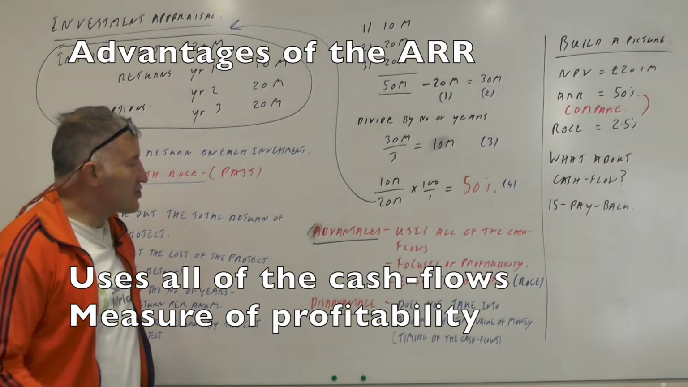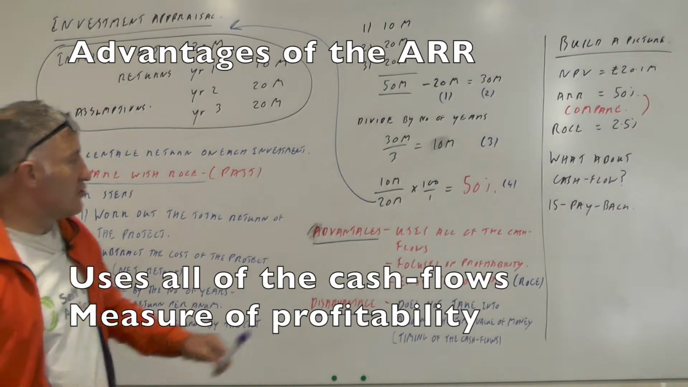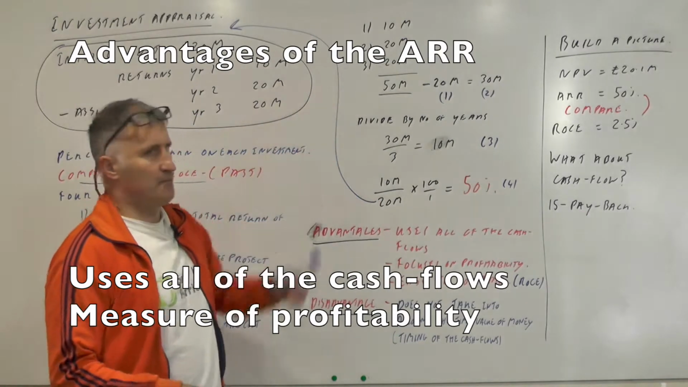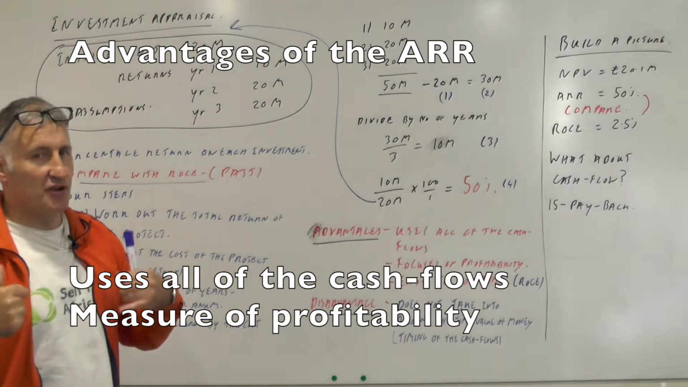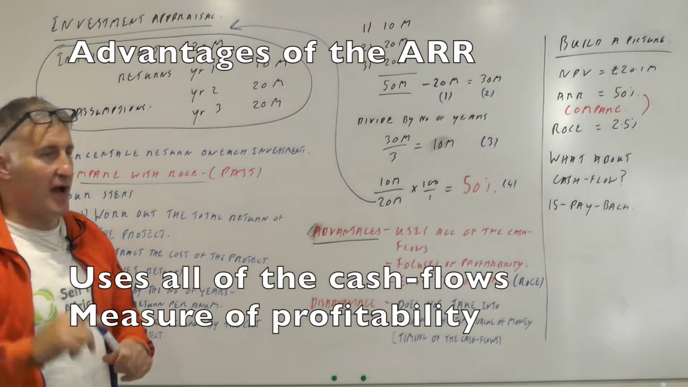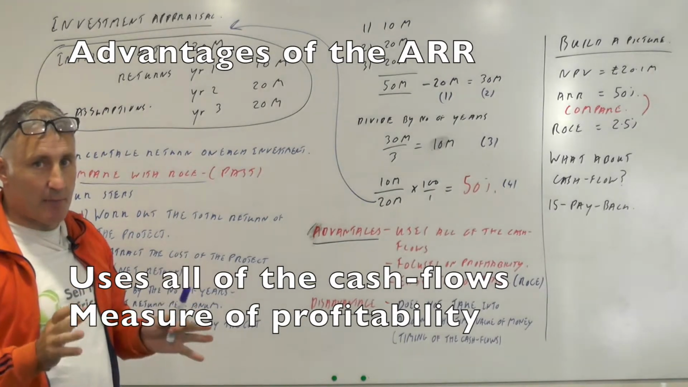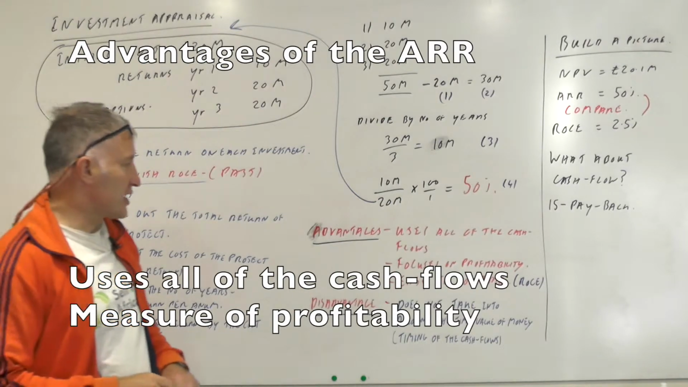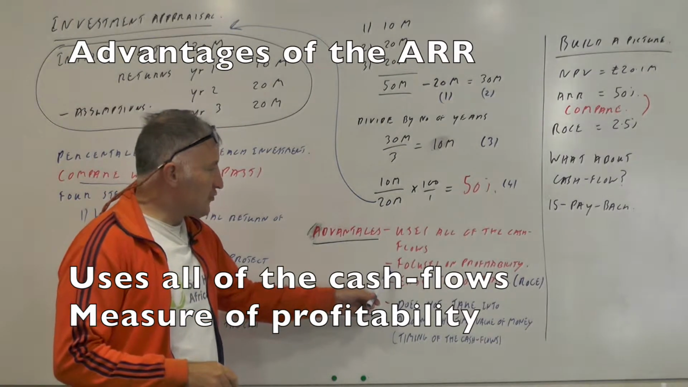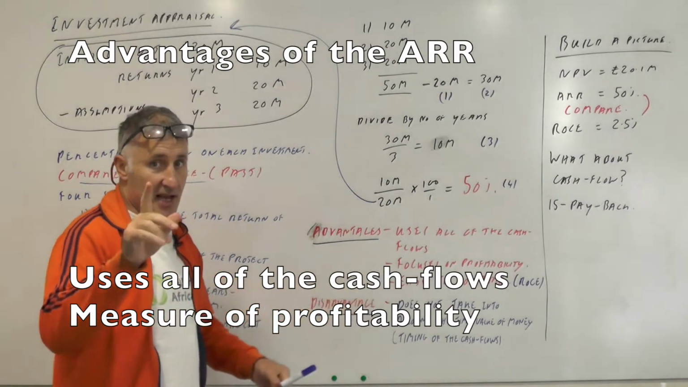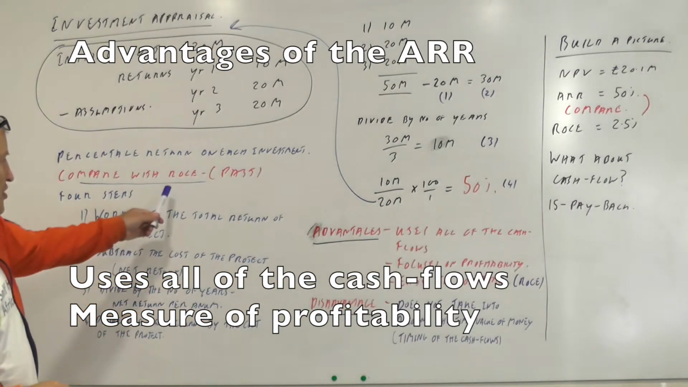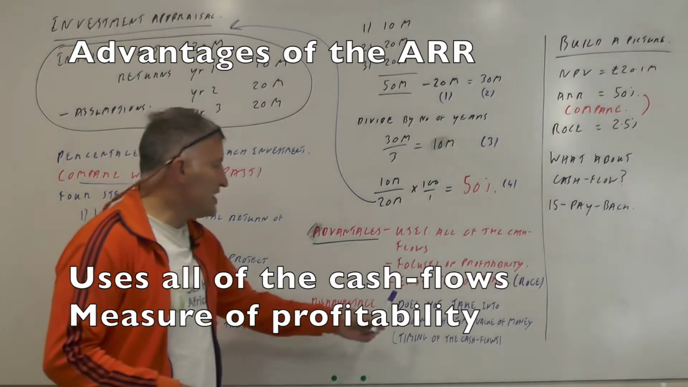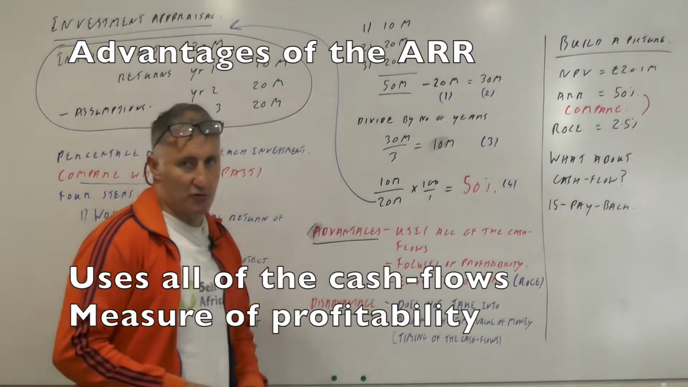Okay, so what are the advantages of the average rate of return? It uses all of the cash flows. So it uses all of these figures. You might say, well, so does the net present value, and you are correct. But when we look at the payback period, it only looks at those figures up until you pay back the project. It focuses on the idea of profitability, in exactly the same way that the return on the capital employed also looks at profitability.